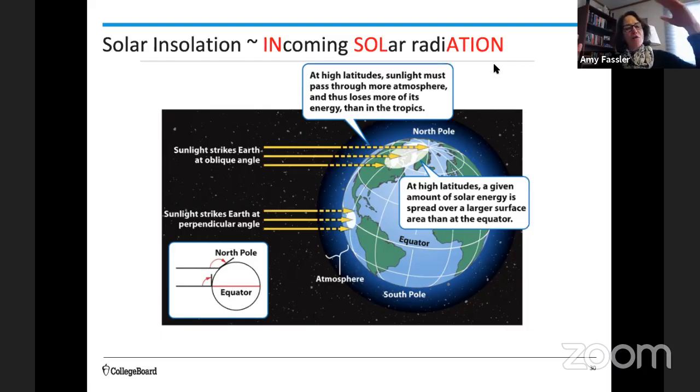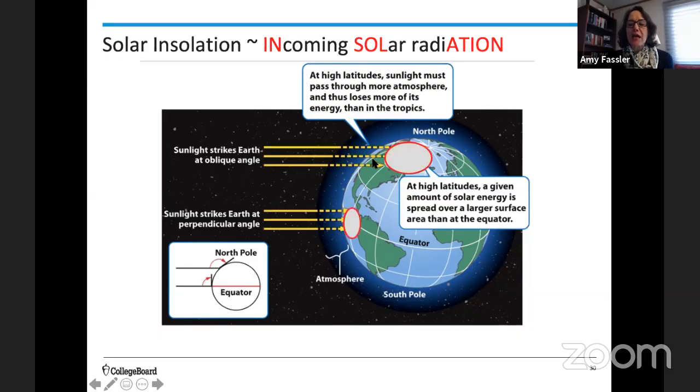So as I curve up to the North Pole, when I have that sunlight coming in from solar radiation from the sun, it's not striking straight on. At the equator, and remember this is 0 degrees latitude, I can have 90 degrees north or 90 degrees south. When I move from the equator and I get the curvature of the Earth, that sunlight is striking at an oblique angle.